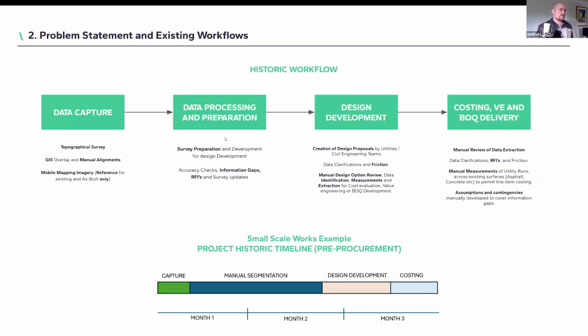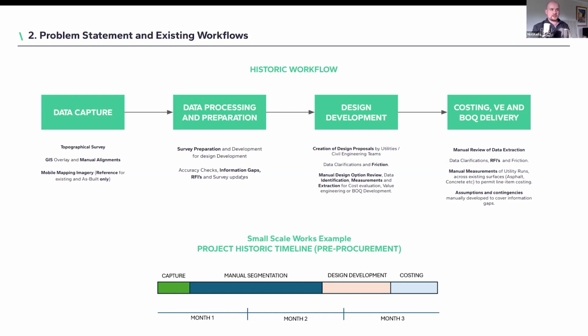So looking at the historic workflow, basically it's broken down into 4 distinct stages. There's data capture, data processing preparation, design development, and costing, value engineering, and bill of quantities delivery. So on the data capture, this is manually derived under topographical surveys and manual GIS overlays, and the mobile mapping data is generally not touched. Data processing and preparation involves taking that manually derived topographical information and then preparing those surveys to bring into the vector-based design environments. And there's often friction with that, including information gaps, RFIs, requests for additional information, and so forth.